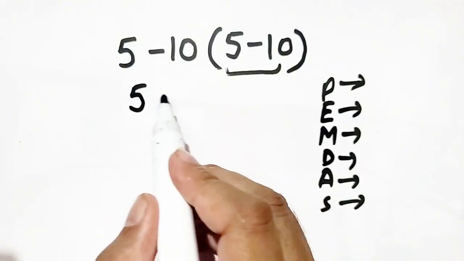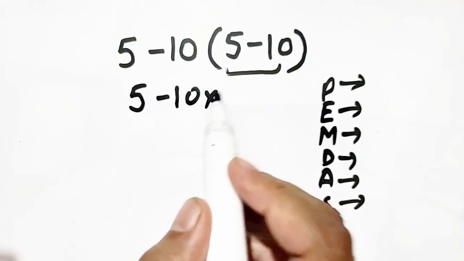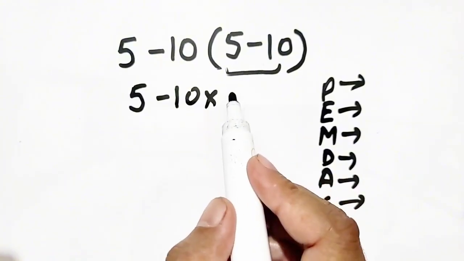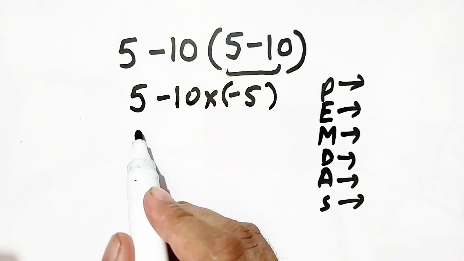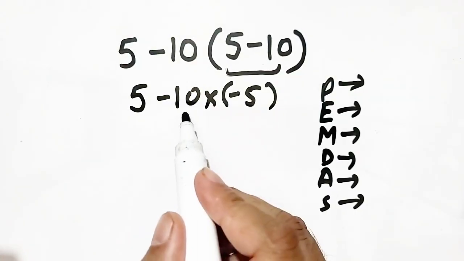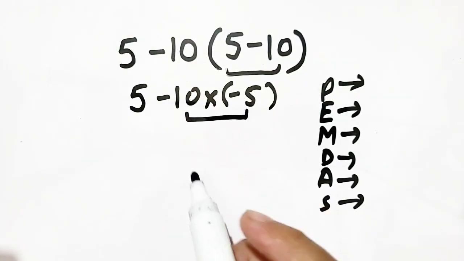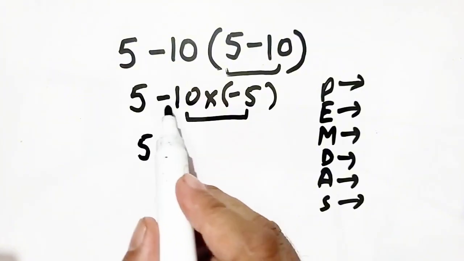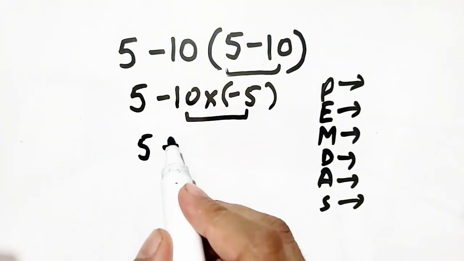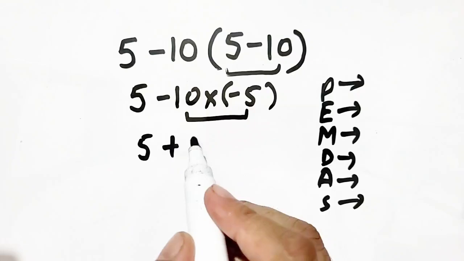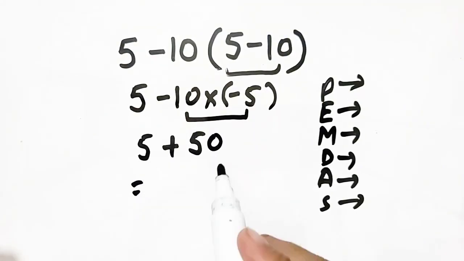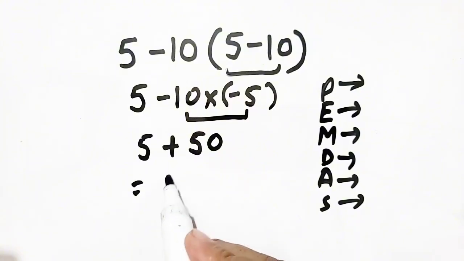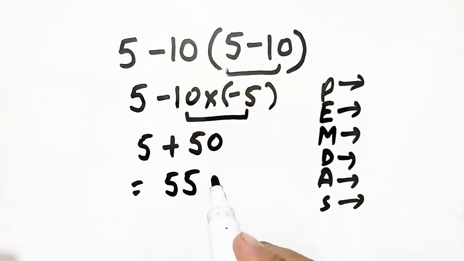So we will get 5 minus 5 times 5 minus 10, which will be equal to minus 5. Okay? Now we will solve multiplication. So 5 minus times minus will be equal to plus. 10 times 5 will be equal to 50. So 5 plus 50 will be equal to 55, which will be our correct answer.